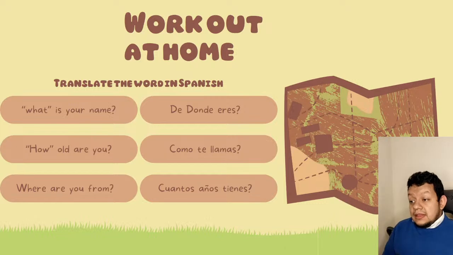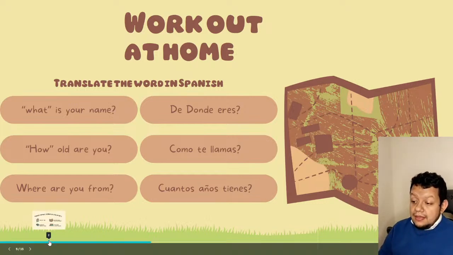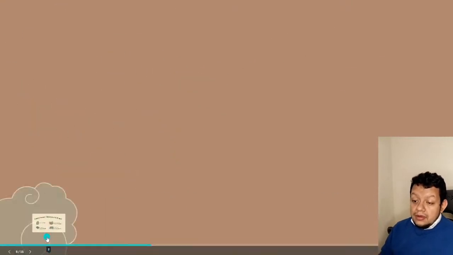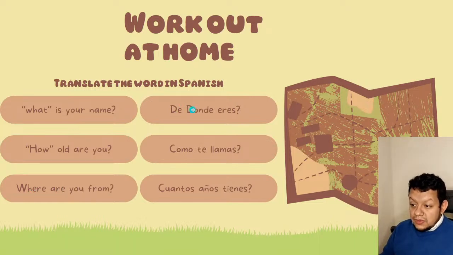de dónde eres. Now, where are you from? If we go back to the previous slide, ¿dónde? Where? Where are you from? ¿Dónde is right there. So de dónde eres, where are you from, is the third one connected to the first one here.